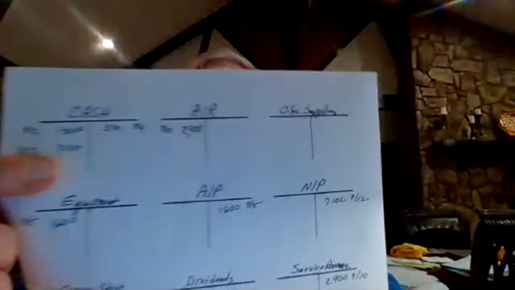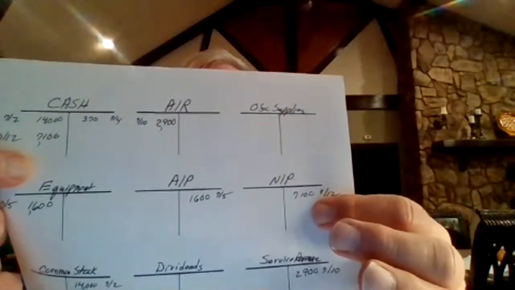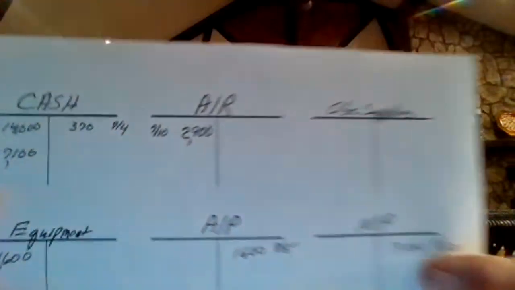We get cash by signing the note payable on July 12th. $7,100 debit to cash. $7,100 credit to a note payable. There's the $7,100 to cash. There's the $7,100 credit to the liability note payable. I'm sorry. Okay. Trying to look through the paper here.